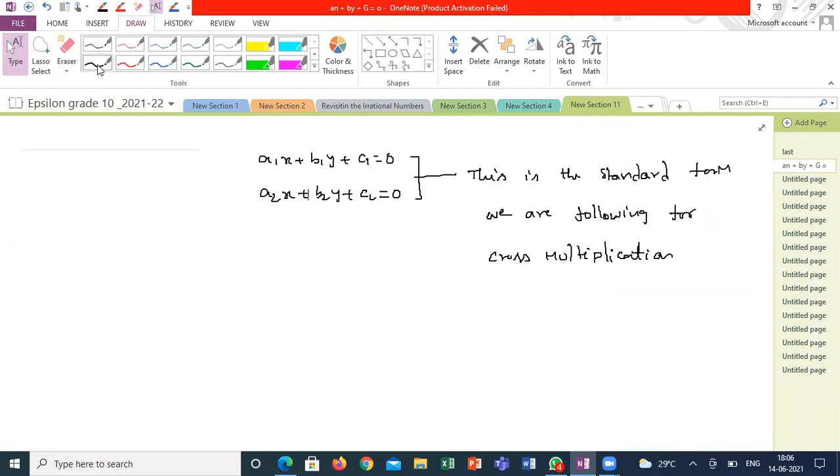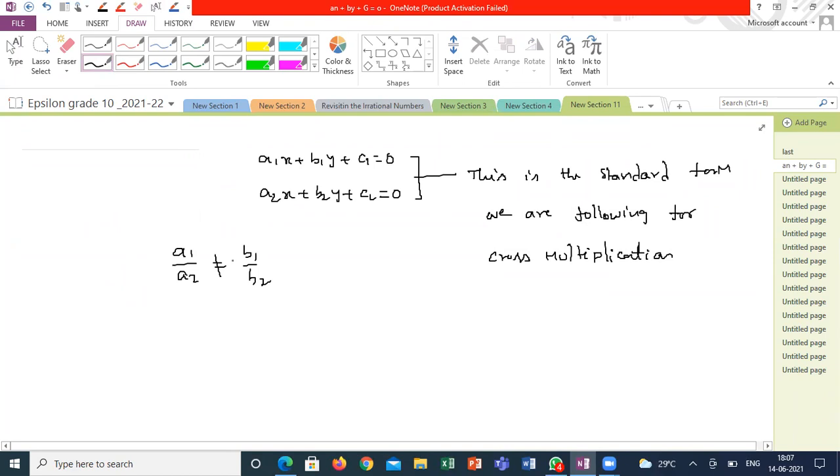So the first step, whether it is the elimination method, cross multiplication method or substitution method, check the A1 by A2 ratio and the B1 by B2 ratio. If both are not equal, then only you proceed for any method. Otherwise, no need to proceed with any method.